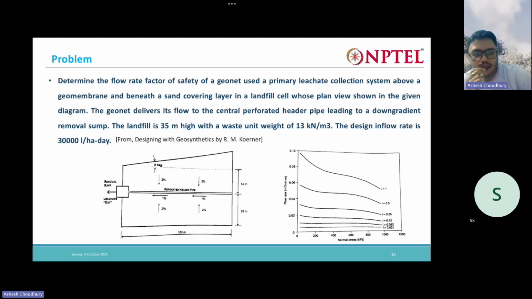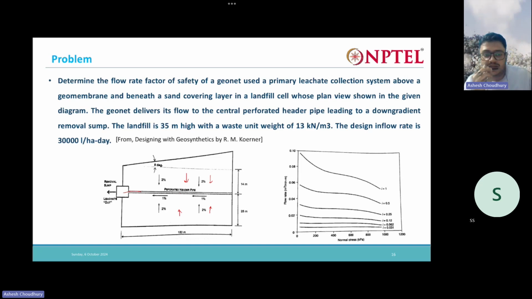Okay, so the geonet delivers its flow to a certain perforated header pipe leading to a down gradient removal sump. So this is the top view of a landfill. So there is geogrid placed over the whole area. The geogrid actually carries the leachate like this. It carries the leachate from here to both sides. From both sides it carries the leachate to this main pipe, and this pipe finally drains it out.